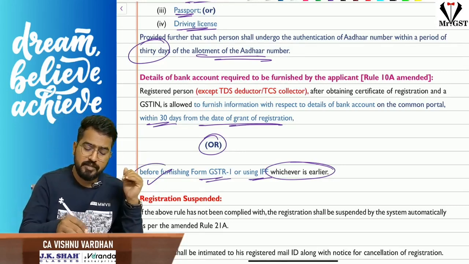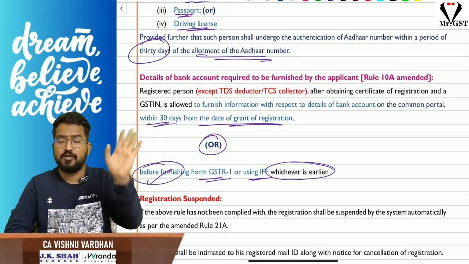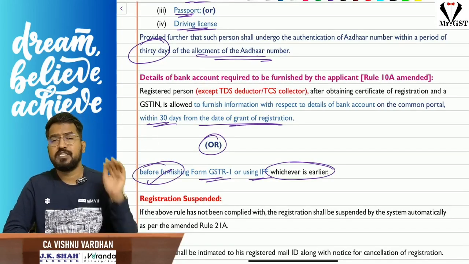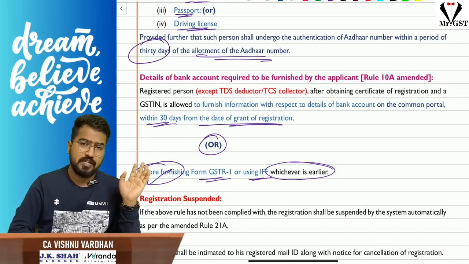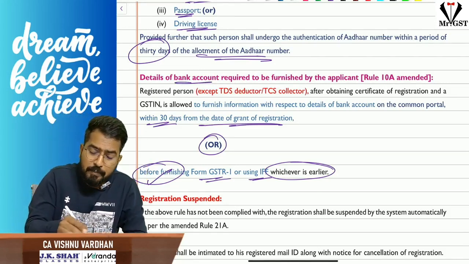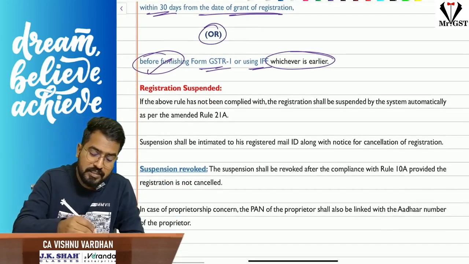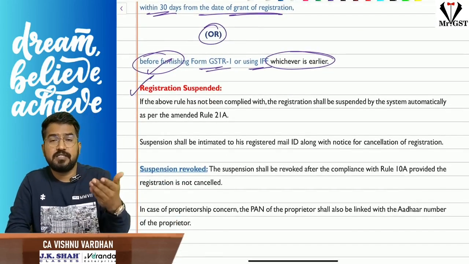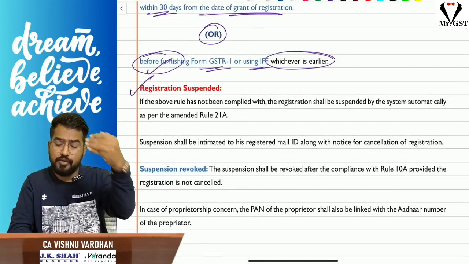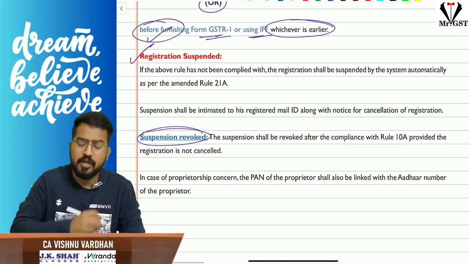Here 30 days limit is not there, right? Please don't misunderstand. Not within 30 days from GSTR1. No. Within 30 days from the grant of registration certificate, or before filing GSTR1 or IFF, whichever is earlier. Before that, you should update your bank account details in GST portal. Otherwise, your registration shall be suspended. Once the registration is suspended, and then later on, if you give your bank account details, then only the suspension will be revoked.